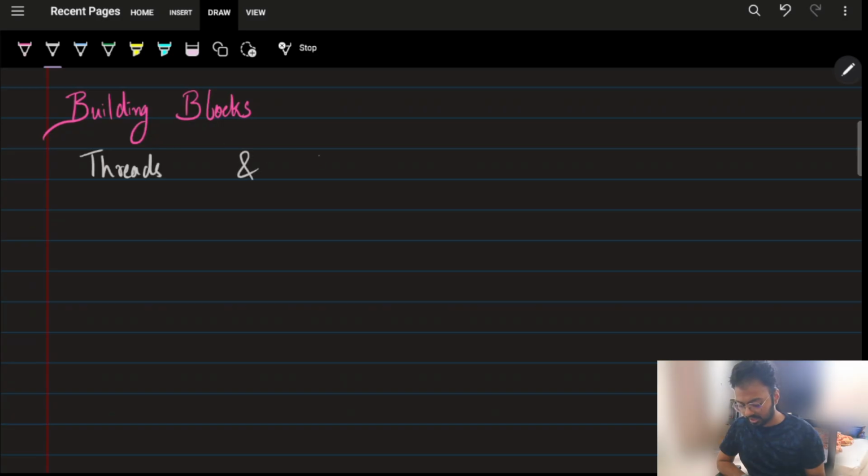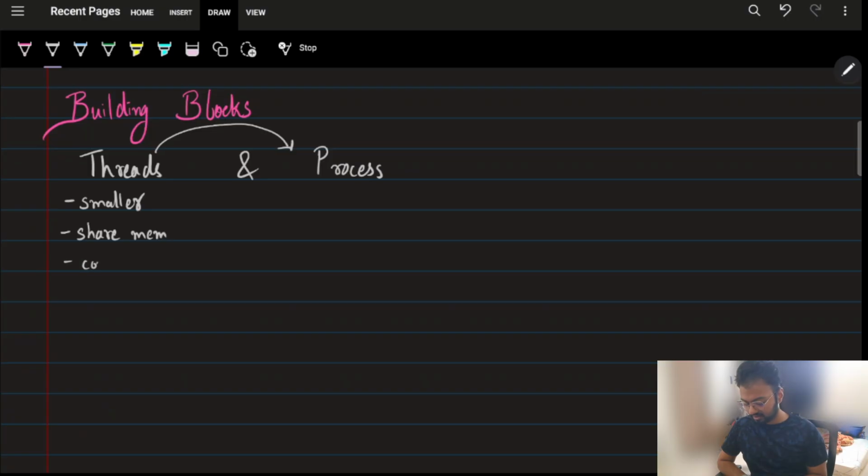Threads and processes. So, what is the difference between these? First of all, threads are actually a smaller execution unit, and a thread lives within the process. Threads are something within the process, and they share memory and can run concurrently.